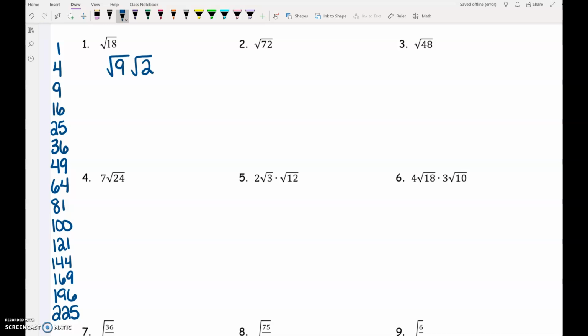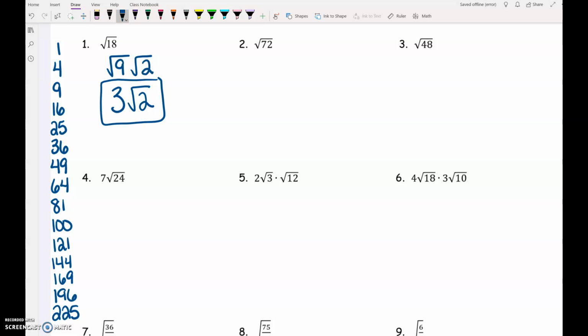The square root is kind of like an operation. Use the square root to change this 9 into something else. What is the square root of 9? 3. 3 is no longer under a square root symbol because 3 is the square root of 9. The square root of 2 would be a crazy decimal, so we leave this as the square root of 2. 3 times the square root of 2.